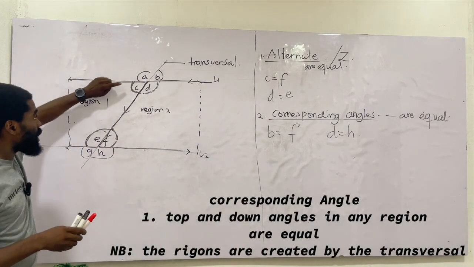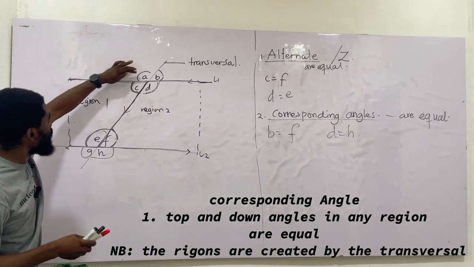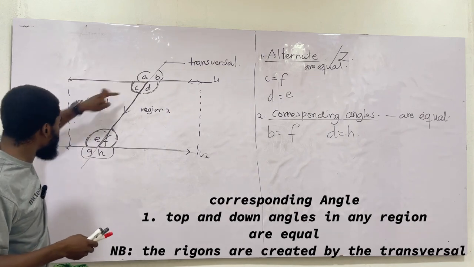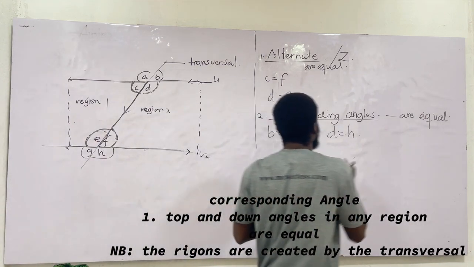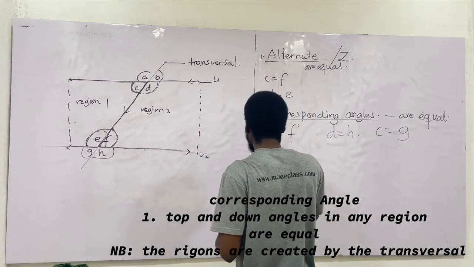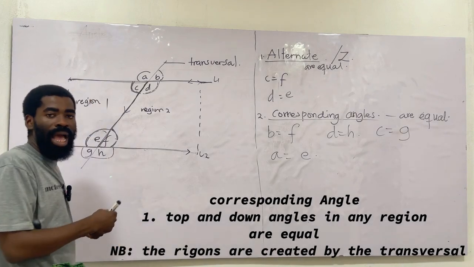So like I said, at this point, it should be easy. You should be able to know that in region 1, C must go with what? G. Then A will go with what? E. They correspond. The top here with the top there, the down there with the down there. Good. So you can say C equals what? G. And A equals what? E. How do you get this? So these are what? Corresponding angles.